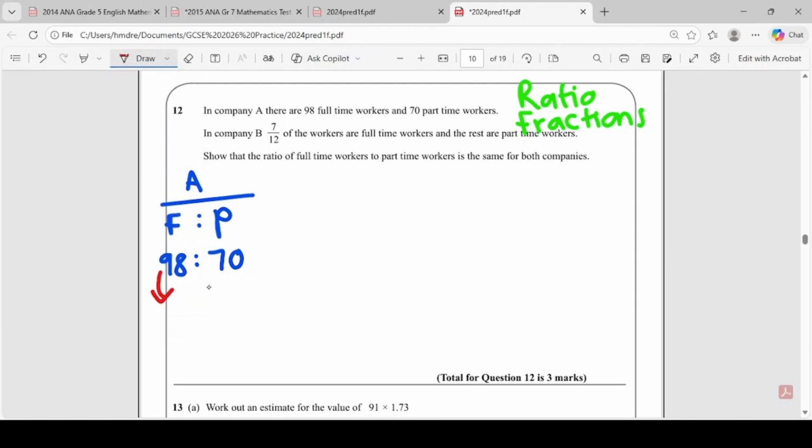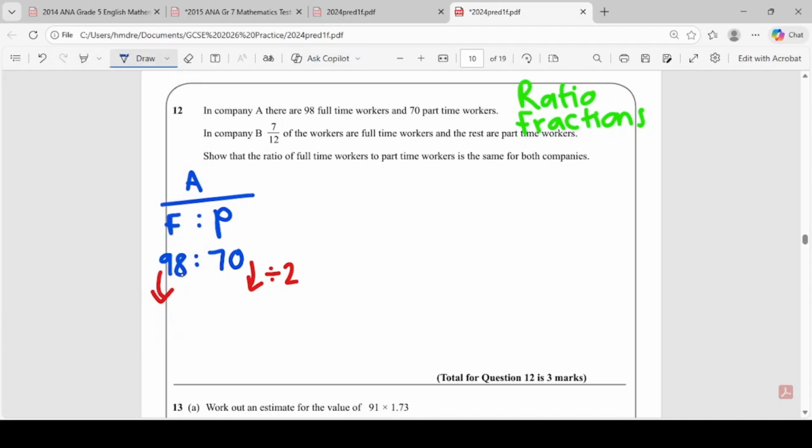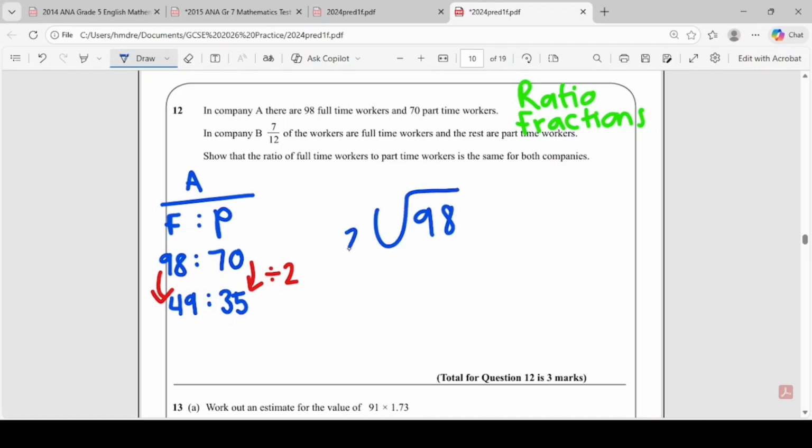Let's get it a little bit simpler. You have to divide both sides by the same number. So divide by 2 on both sides. 98 divided by 2 is 49. 70 divided by 2 is 35. If you don't know that straight away, you're going to be working it out. 98 divided by 2: 2 goes into 9 4 times, remainder 1. 2 goes into 18 9 times. So if you don't know it straight away, work it out like that.